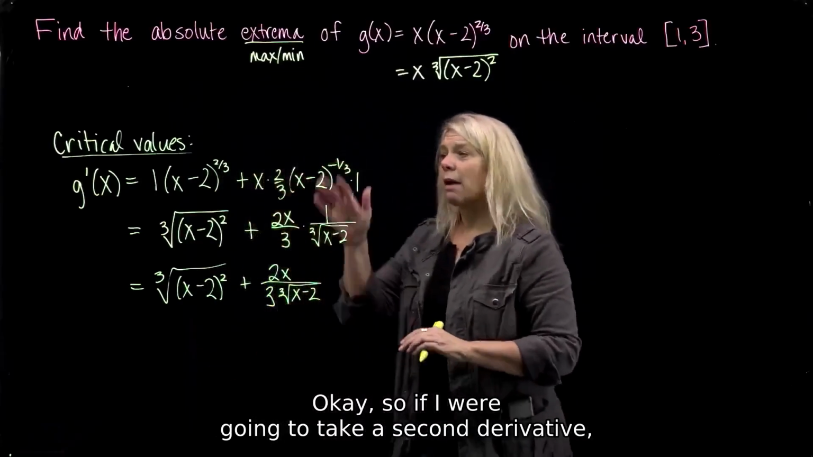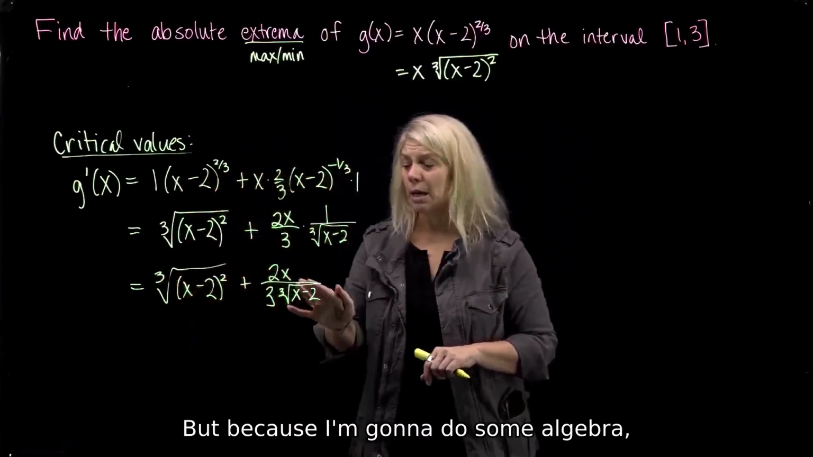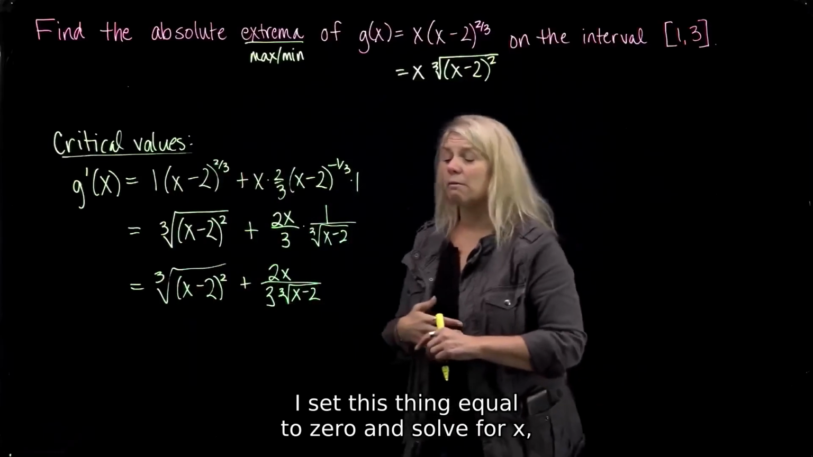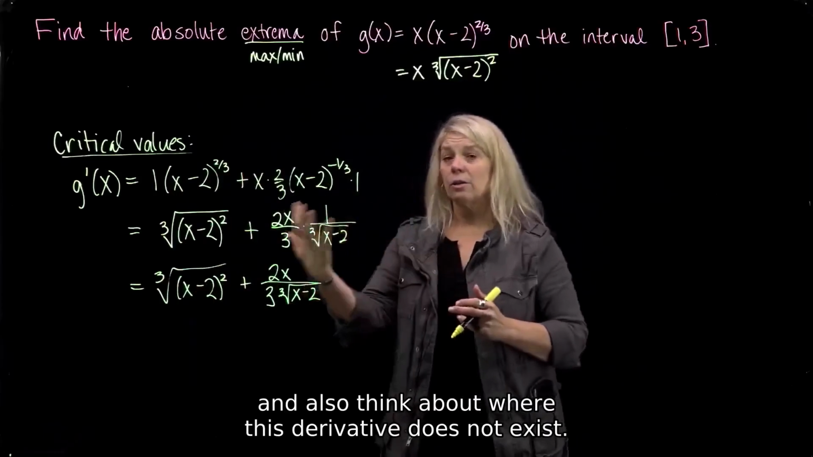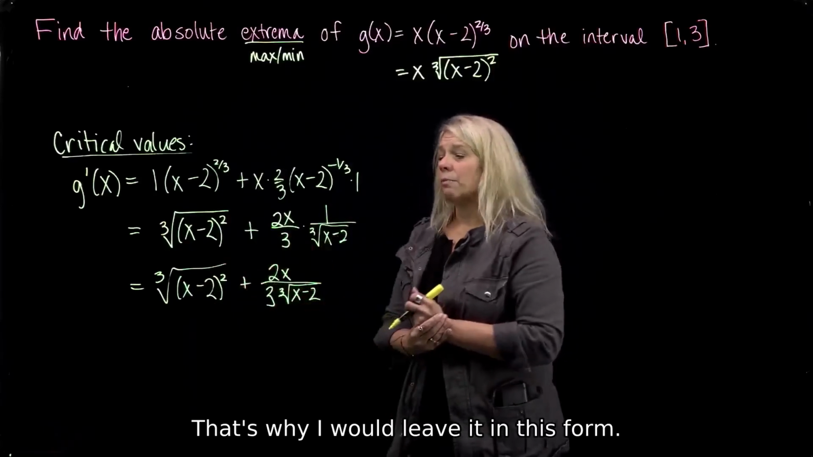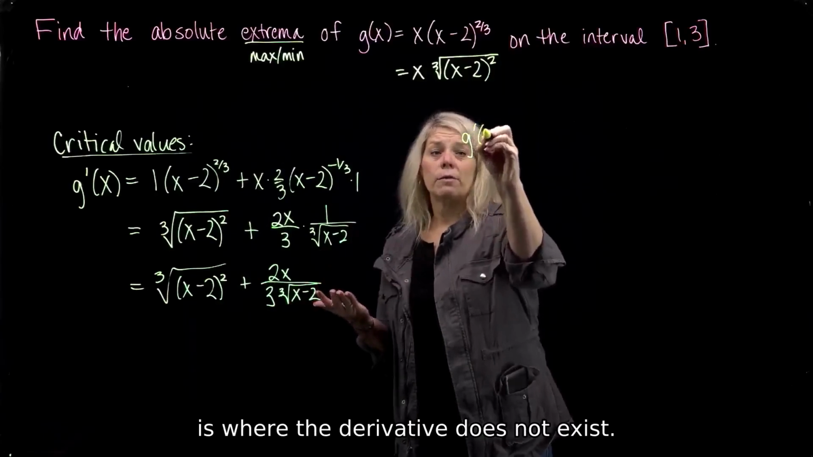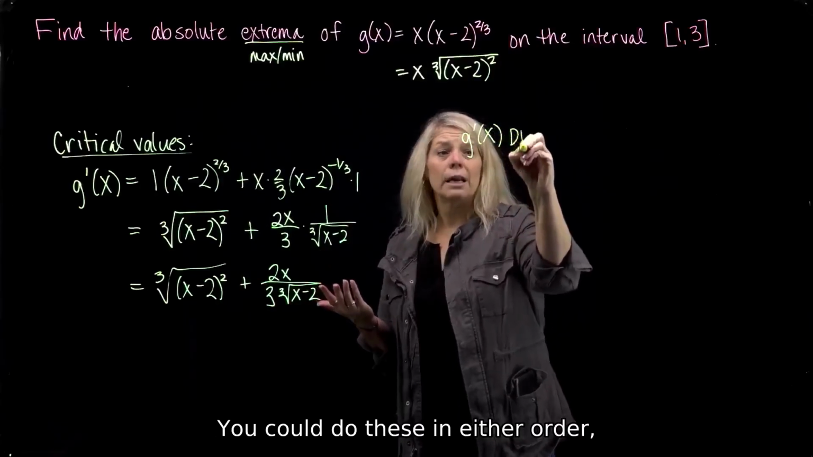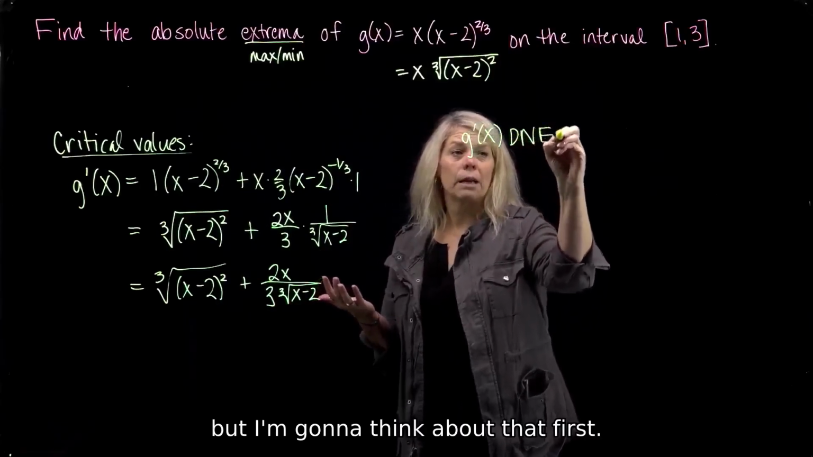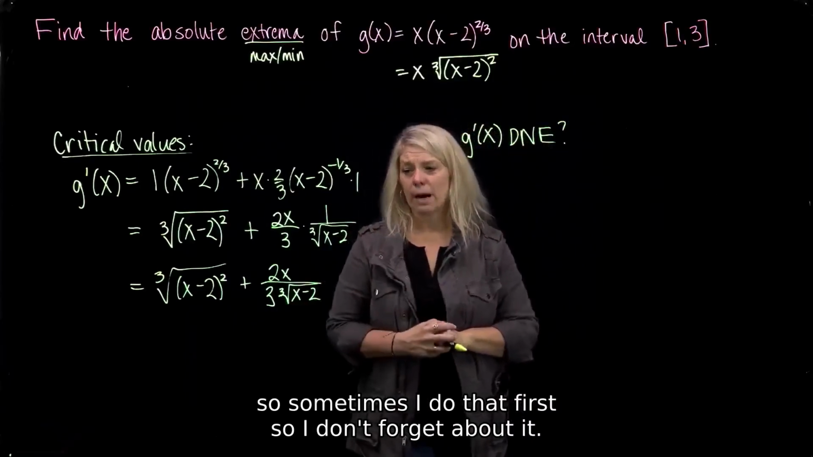Okay, so if I were going to take a second derivative, again, I would leave it in this form. But because I'm going to do some algebra, set this thing equal to 0, and solve for x, and also think about where this derivative does not exist, that's why I would leave it in this form. Okay, so the first thing I'm going to think about here is where the derivative does not exist. You can do these in either order, but I'm going to think about that first. It's easy to forget about this one, so sometimes I do that first so I don't forget about it.